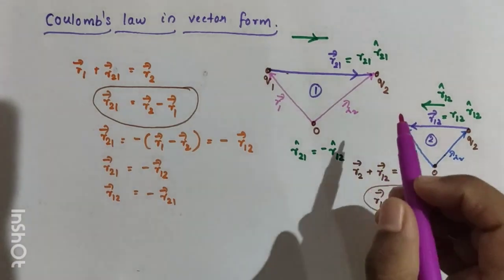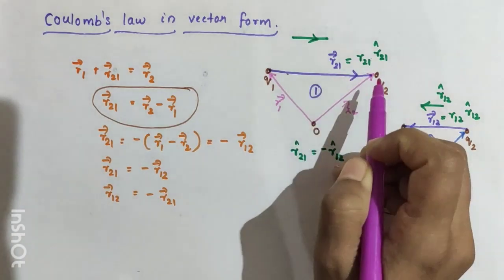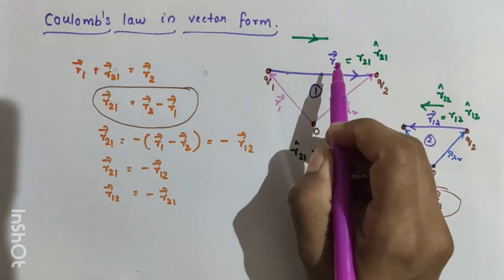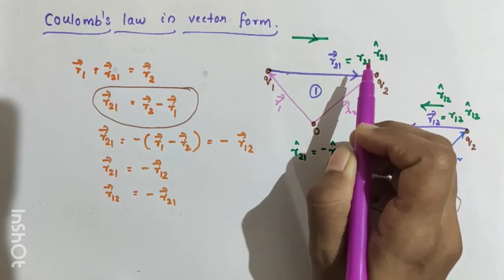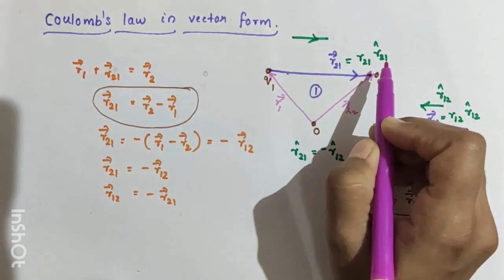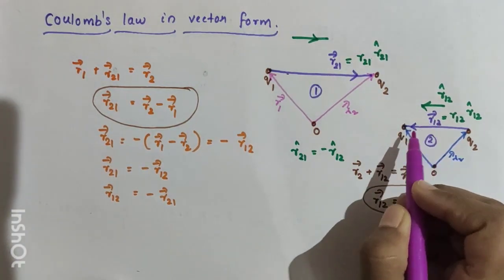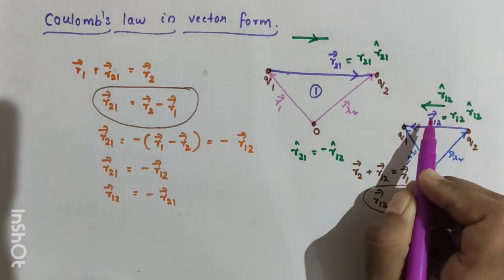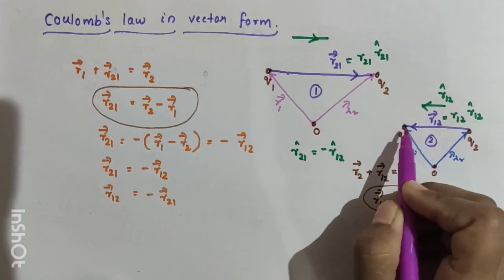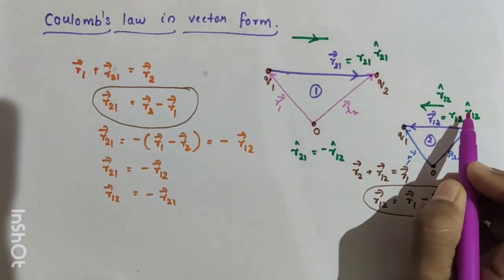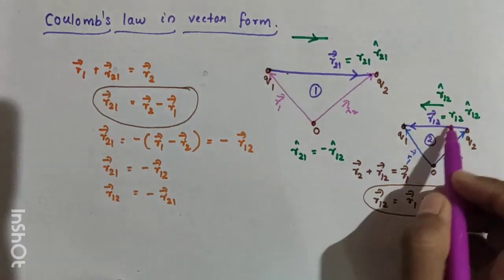So you see this vector r21, it is the vector leading to q2 from q1, and this vector has a magnitude r21 and the unit vector which is giving the direction from q1 to q2, that is r21 cap. And you see vector r12, it is the vector leading to q1 from q2. This vector r12 has a magnitude r12 and the direction of this vector is denoted by this unit vector which is r12 cap.